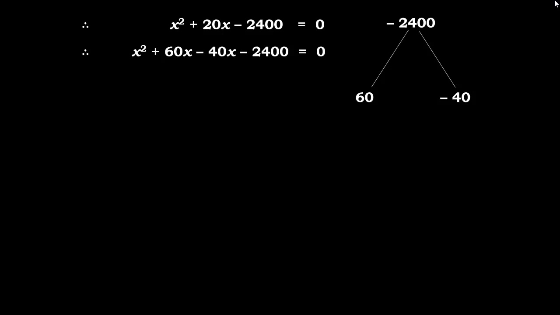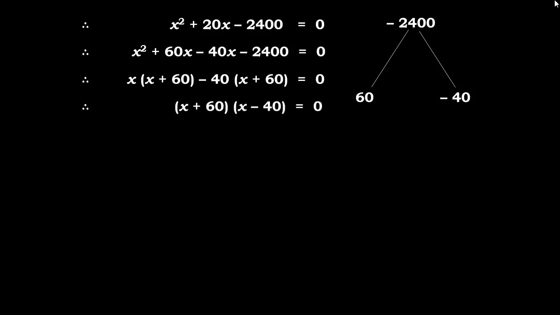Now you can make a group of two terms. From the first two terms we can take x common: x plus 60, and from the next two terms we can take minus 40 common: x plus 60 is equal to 0. So (x plus 60) into (x minus 40) is equal to 0. Therefore x plus 60 is equal to 0, or x minus 40 is equal to 0. Therefore x is equal to minus 60 or x is equal to 40.